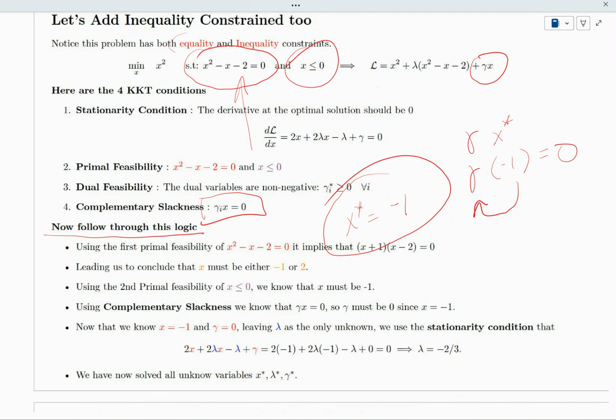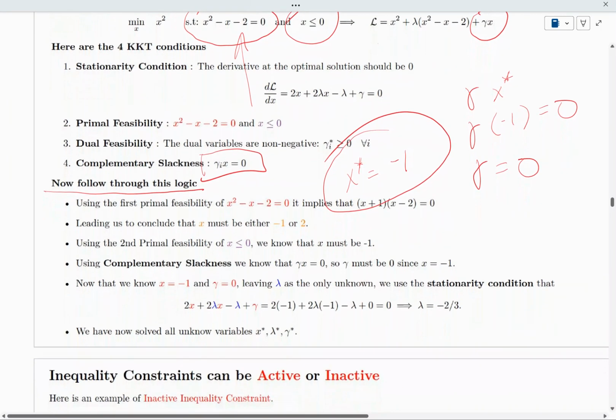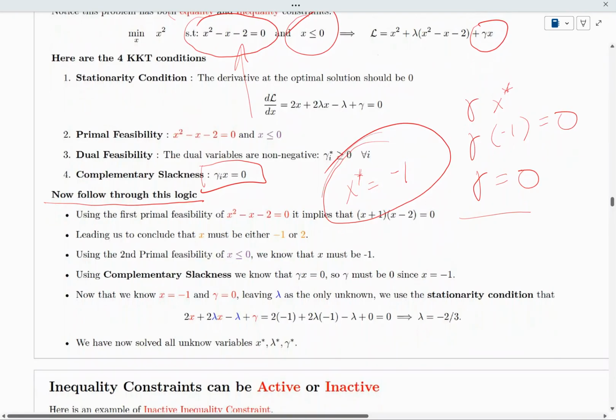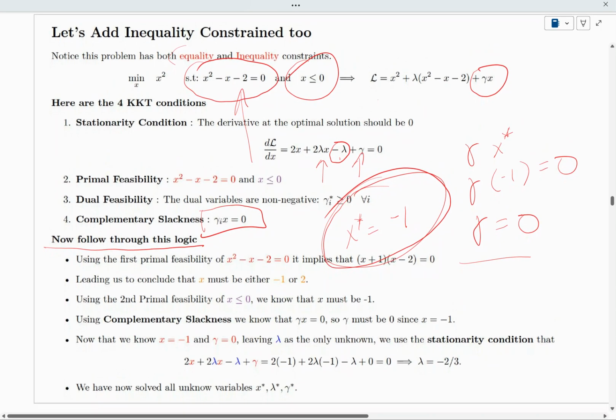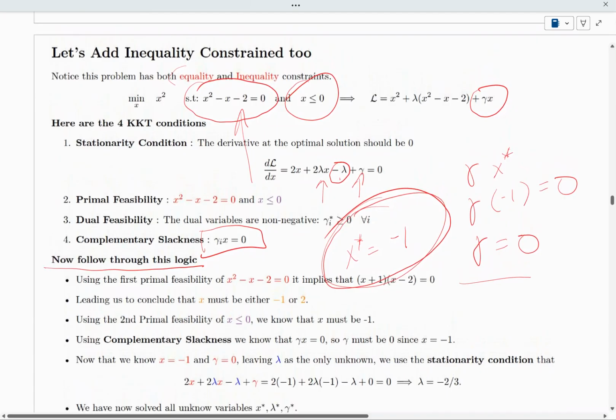Okay. Now, if this times that has to equal 0, then gamma has to equal 0. And this basically allows us to find gamma, find the x star. And lastly, if we know gamma and we know x, we can now solve for lambda as well. So we can basically solve for everything here. So this is an example of applying an inequality constraint.